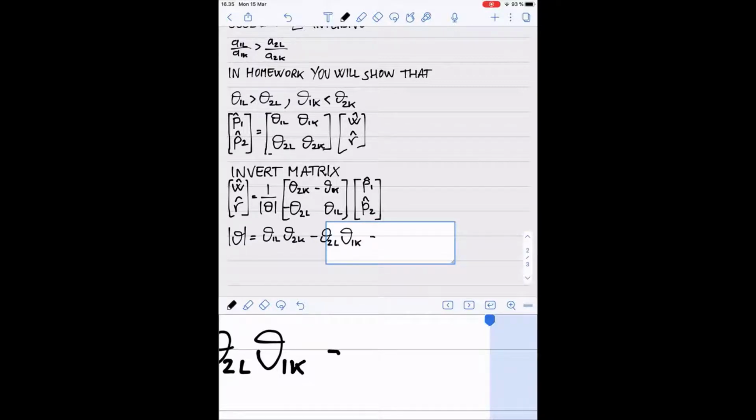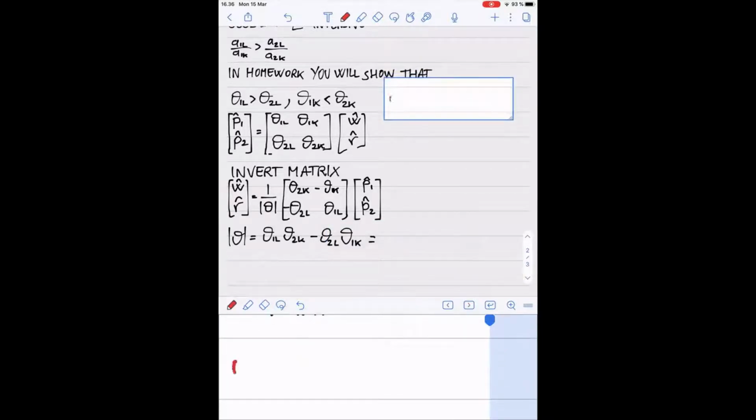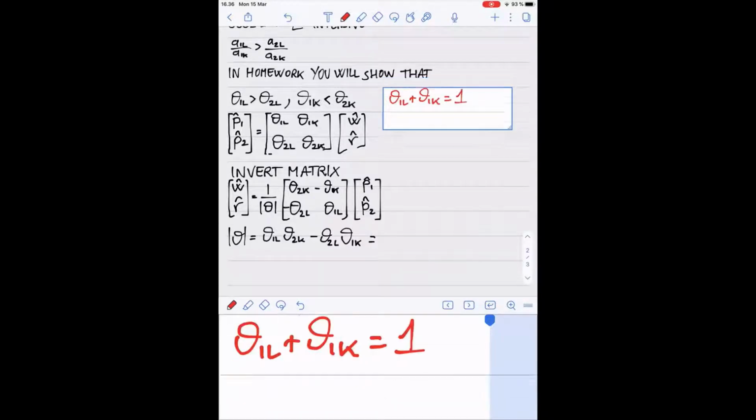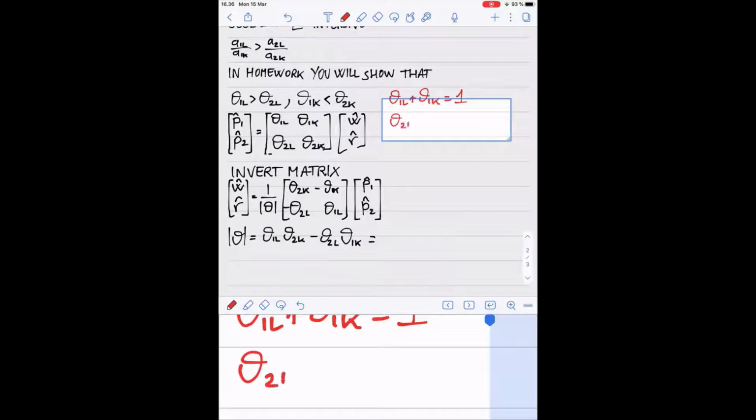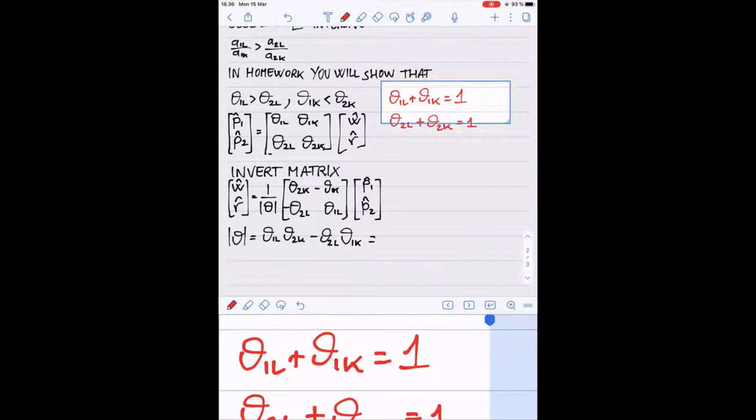Now it is straightforward to show that theta 2K equals 1 minus theta 1K. We know that theta 1L plus theta 1K equals 1. And also that theta 2L plus theta 2K equals 1. That's because the labor cost share in good 1 plus the capital cost share in good 1 must sum to 1.